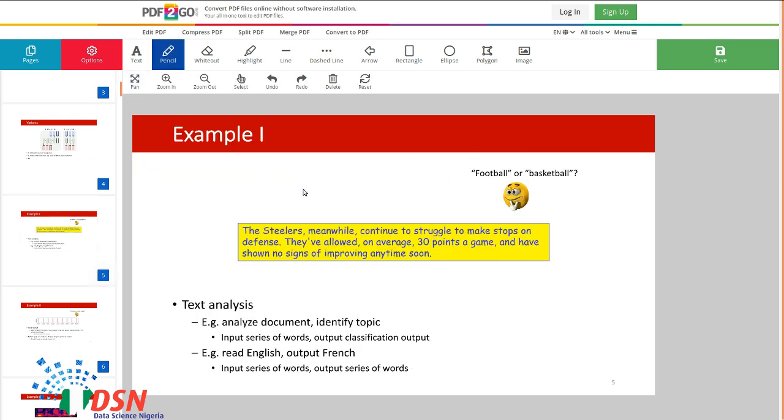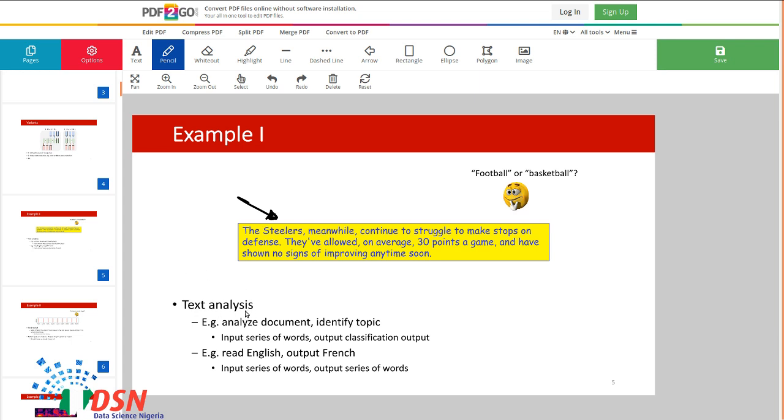This is an example of the need for RNN or recurrent neural networks. So let's say we have a description about a sport, which could be football or basketball, and we want to know which one of them has this description. Okay, so this is an example of a case where we could use RNNs to solve this problem.